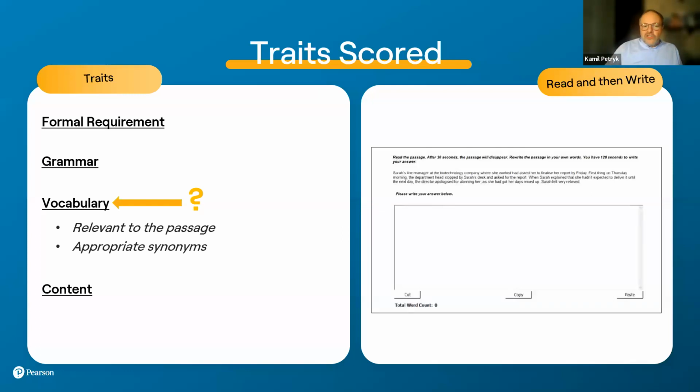There will also be content that is assessed. What do you think the focus of content as a trait that is scored will be? So content, what is the focus of it? I'm waiting for your ideas.